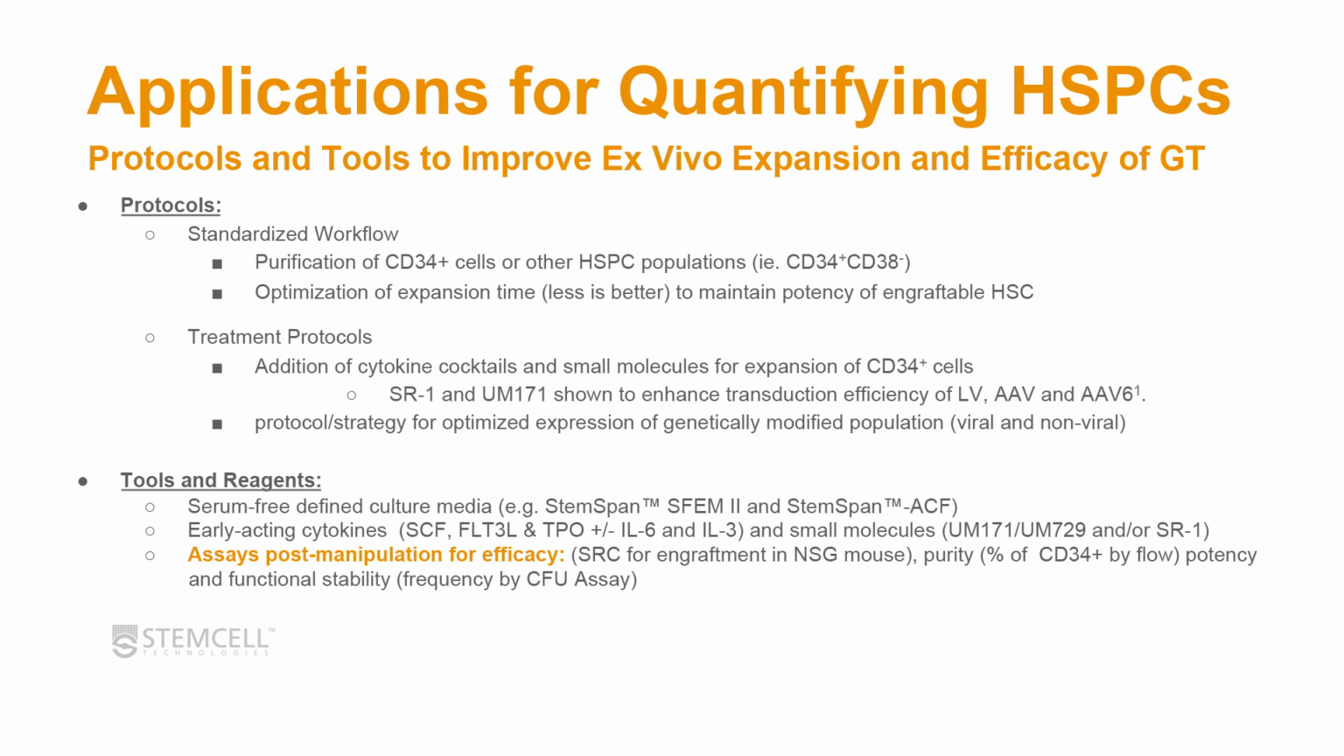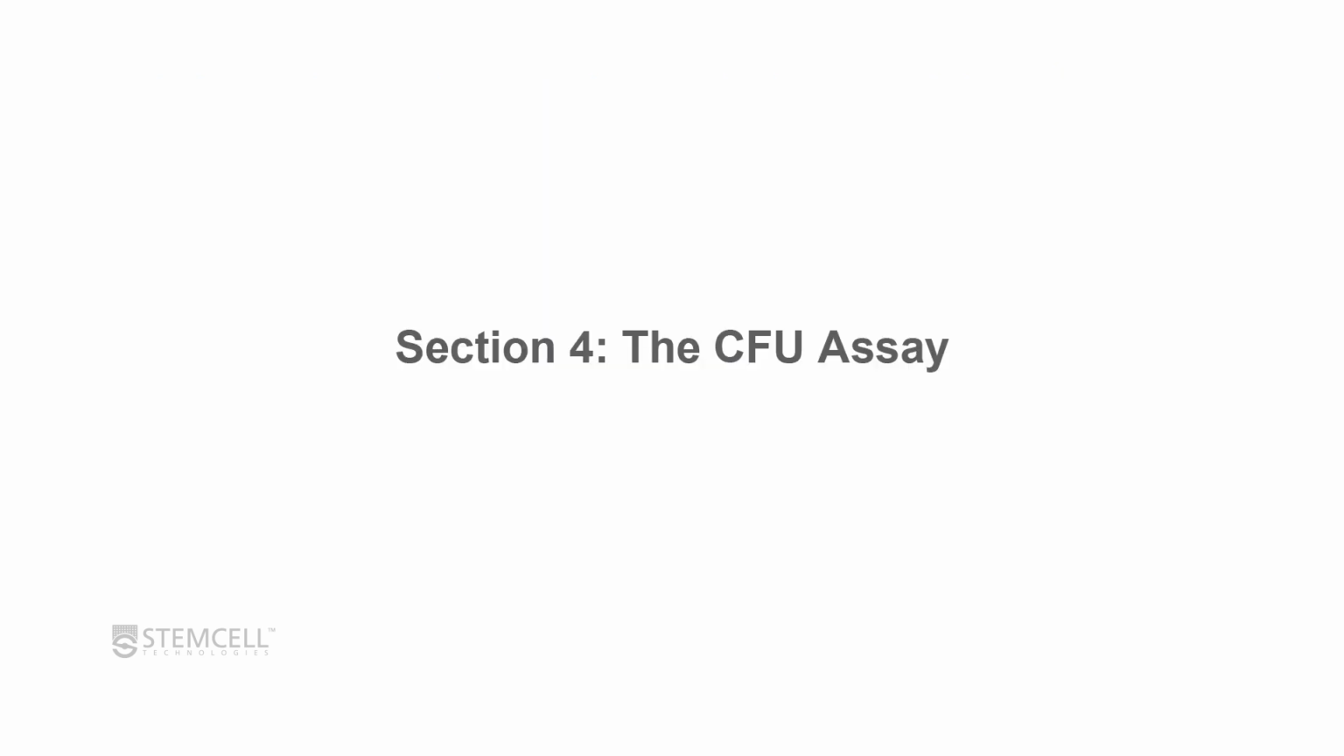And of course, once you do your manipulation, making sure that you have good assays that are going to tell you if it's working. And I've outlined those for you using the SCID repopulating cell assay for engraftment, as well as understanding the purity, making sure you have enough CD34 cells as identified by flow or any other contaminating cell populations, and also looking at the functional ability using the CFU assay can really identify that you have maintained a good frequency of those progenitors and you haven't actually changed or lost any of the progenitor types.